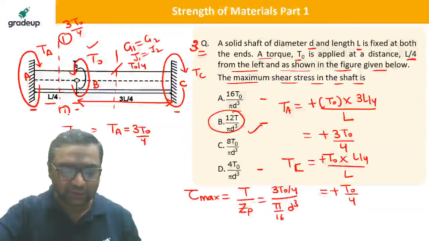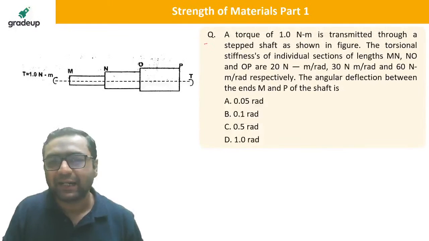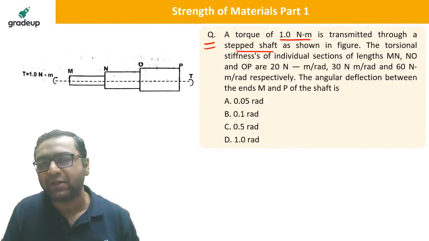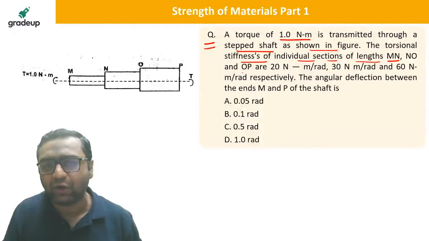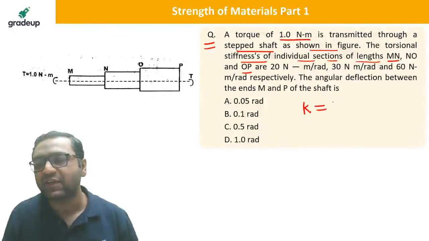The next question is this one. Any doubt, please ask, guys. A torque of 1 Newton meter is transmitted through a stepped shaft as shown in the figure. Find the torsional stiffness of the individual sections of length MN, NO and OP. It is known as torsional stiffness K. Torsional stiffness is T upon theta. How is it found out?